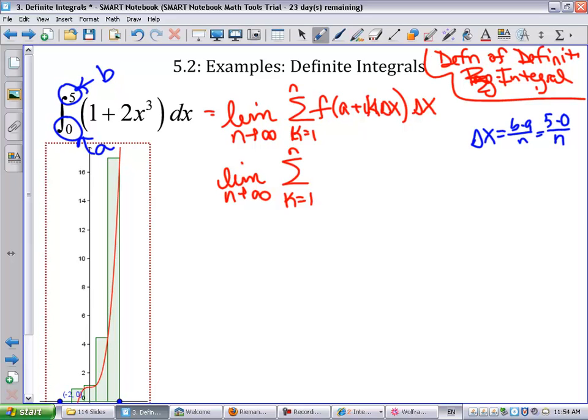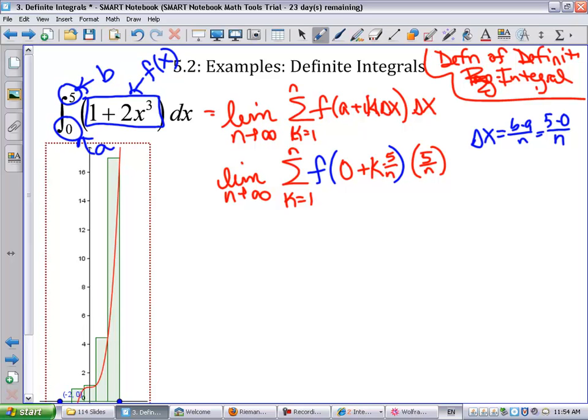Our function is what's right here. That's our f of x. And that should give us all the information we need. So we're going to have f of a plus k delta x. So a is 0. k is just k. Delta x is 5 over n. And then outside here, delta x is 5 over n.